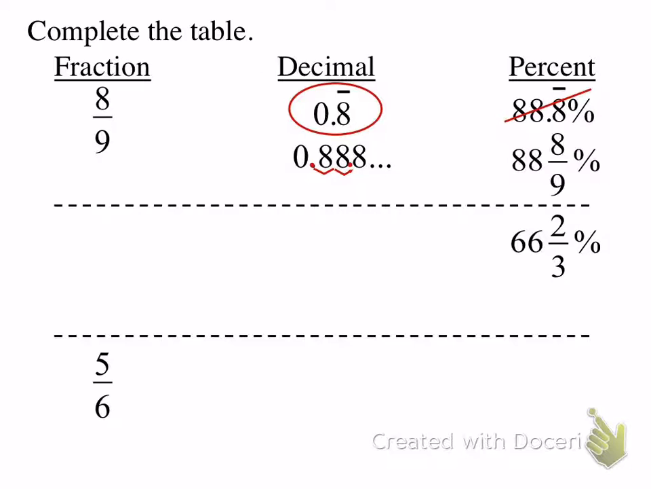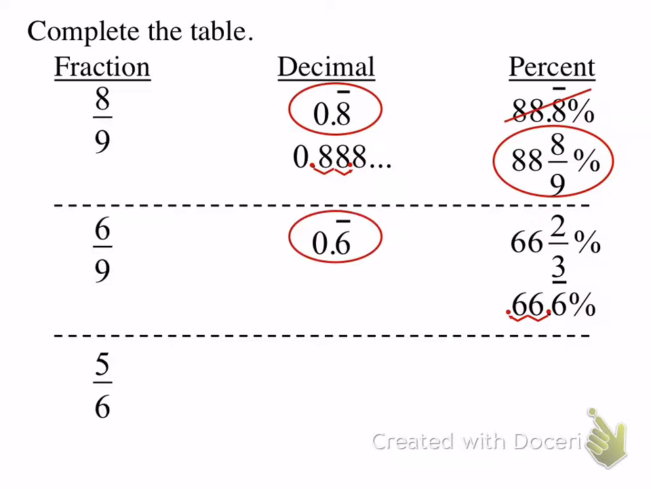All right, 66 2/3. Camille, what would that be? 66, no, 0.6 repeated. Good. And then what fraction? 6 over, no, 2/3. Perfect. So it would be 0.6 repeated. She jumped right here to here to here. Good. 5/6. This is going to be a little bit different.